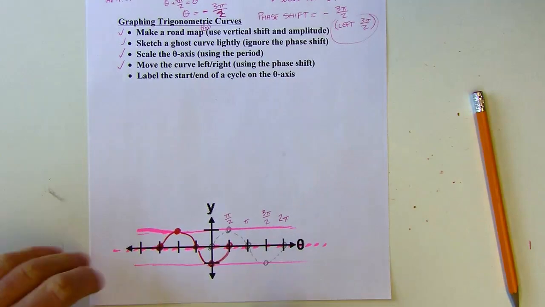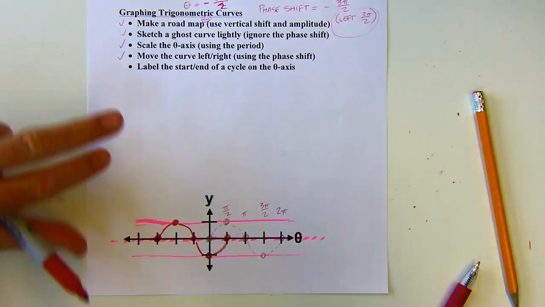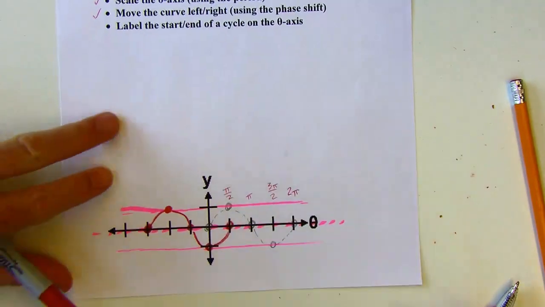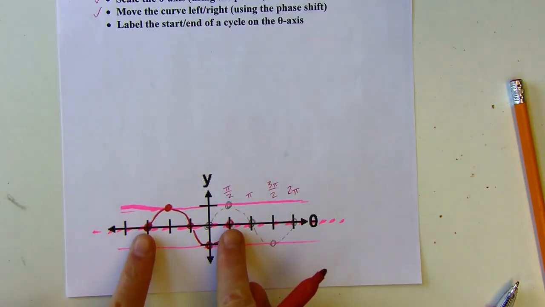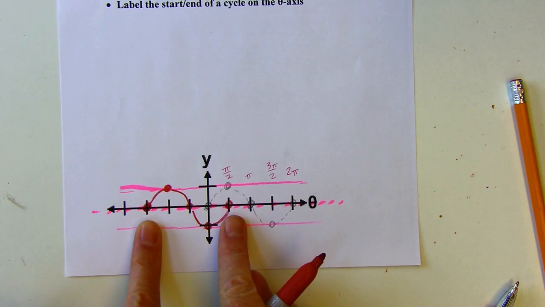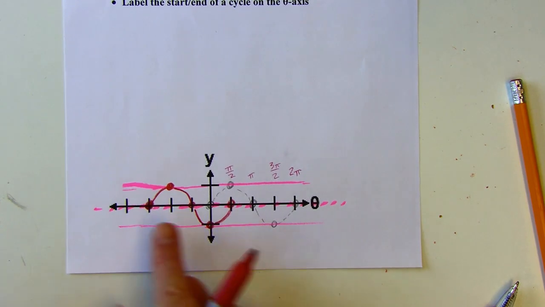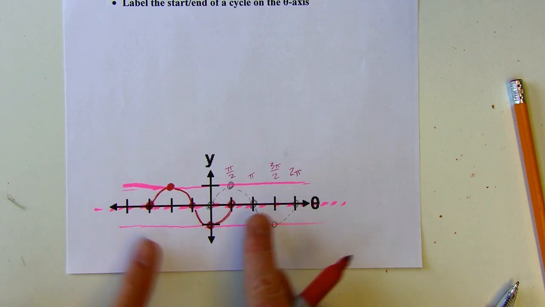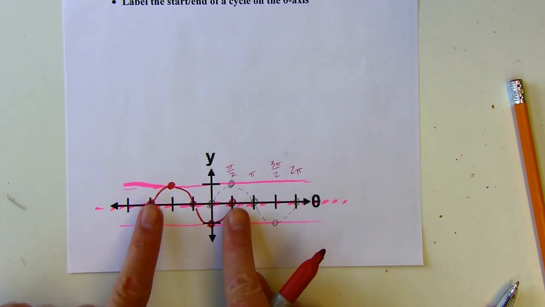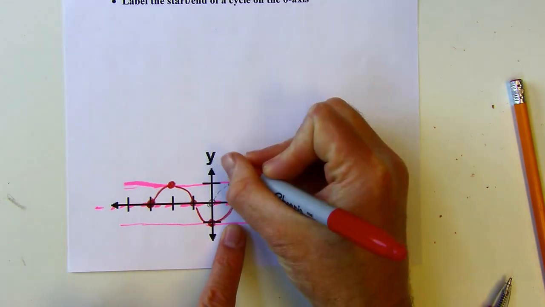So then now I've moved the curve to the left in this case using the phase shift. And the last thing you'd want to do is to label the start and end of your cycle. Okay, now this goes on forever, but this will tell me if I'm looking at your test or quiz, if you label the ends, then I'll know you know what the phase shift was, and I'll know you know what the period was.